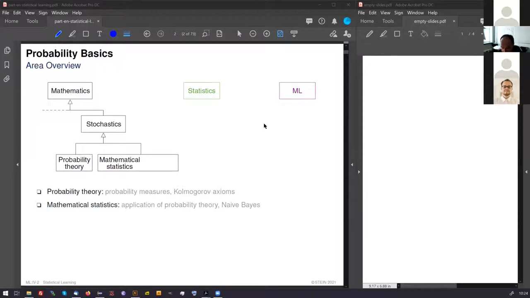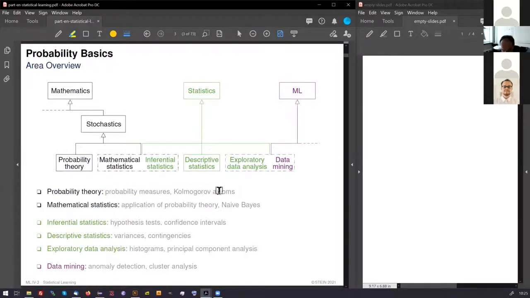First, I will start with an explanation of where the topics come from. We have mathematics. Part of mathematics is stochastics, and part of stochastics is probability theory. From this, we need probability measures and Kolmogorov. Statistics also covers inferential statistics, that means hypothesis tests, variance analysis, histograms, principal component analysis. This is something we will not cover in this course. It is necessary for certain experiments and evaluations, but we will not cover it.